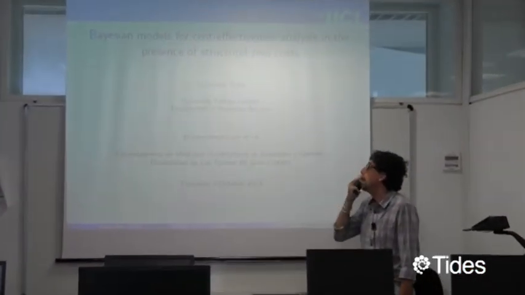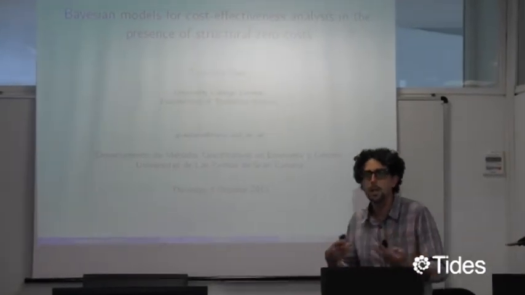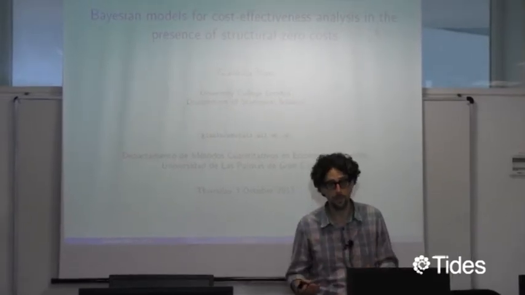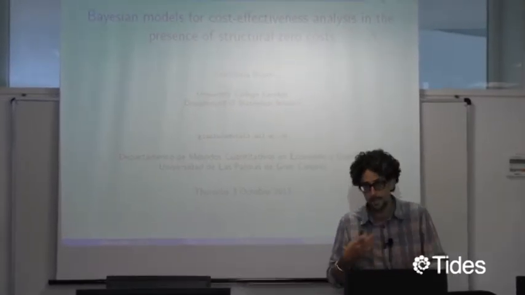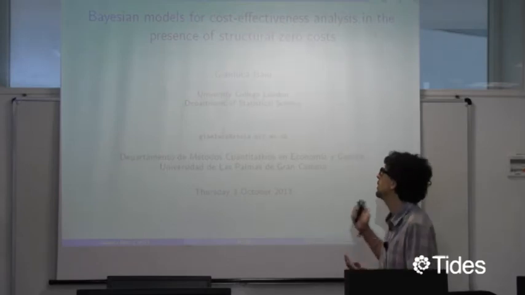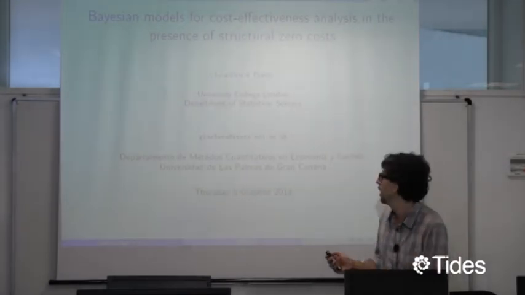So as Miguel said, this work is about something which in a way is kind of standard, the analysis of Bayesian models for cost-effectiveness evaluation, with a twist, something slightly different, not necessarily usual in every single case, which is the presence of structural zeros. So the fact that some individuals have a zero cost for some reason.